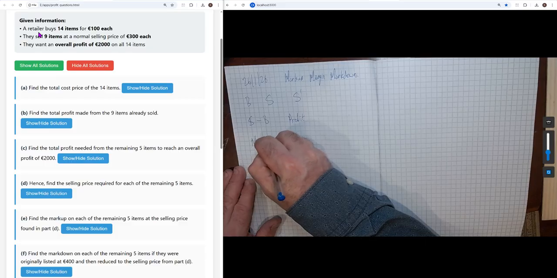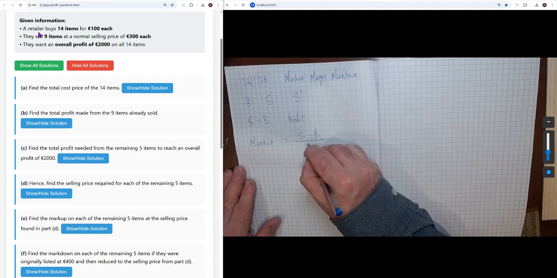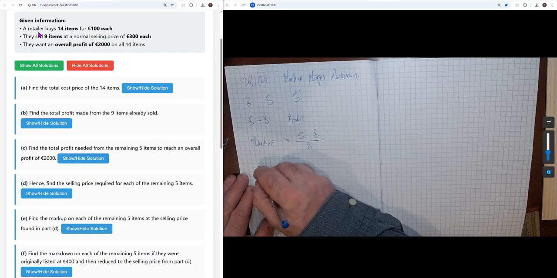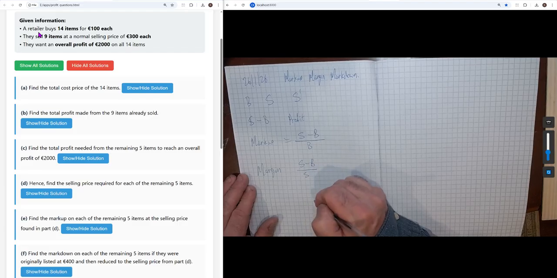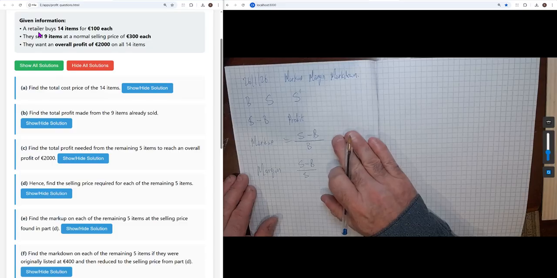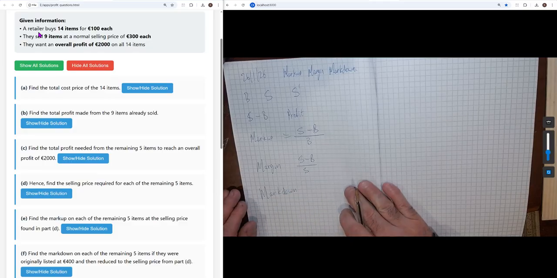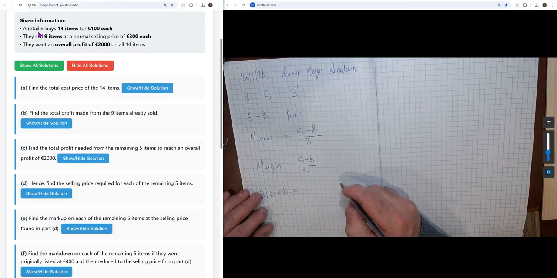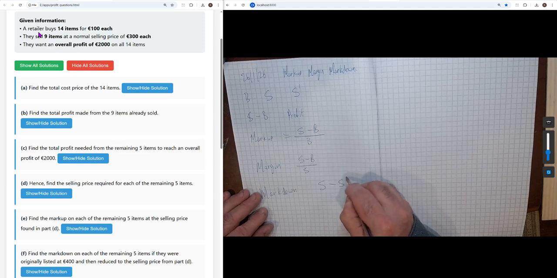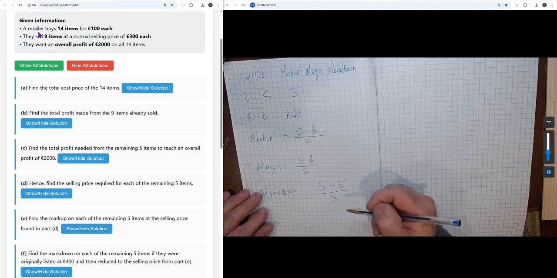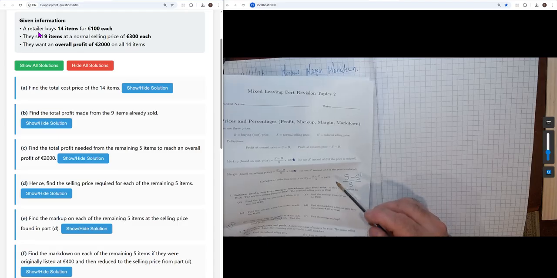Difference being that the markup compares our profit with the buying price, whereas the margin compares our profit with the selling price, and this can never be bigger than 100. This one can. The markdown is a value and a concept that we use around sales, and it's the old selling price minus the new selling price compared to the old selling price. Okay, none of these are in the tables, so we want to be very careful about this.